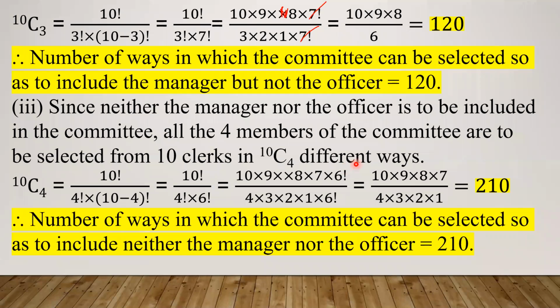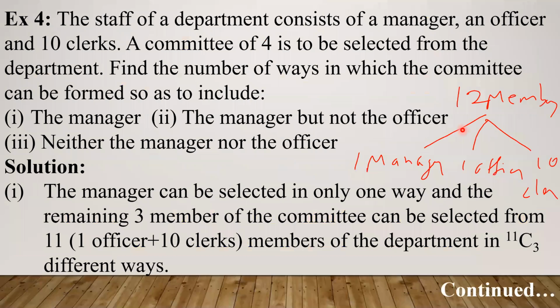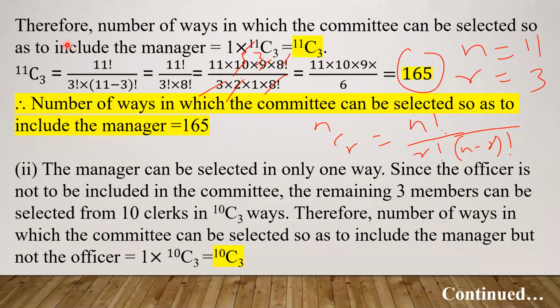Okay. हमें कमिटी में 4 लोग चाहिए, but they should not be manager, they should not be officer. ओके. अगर मैनेजर भी नहीं है, ऑफिसर भी नहीं है, तो चारों कहाँ से होना चाहिए? They should be from clerks. And how many clerks are there? There are 10 clerks. So 4 clerks can be selected from 10 clerks in 10C4 different ways.